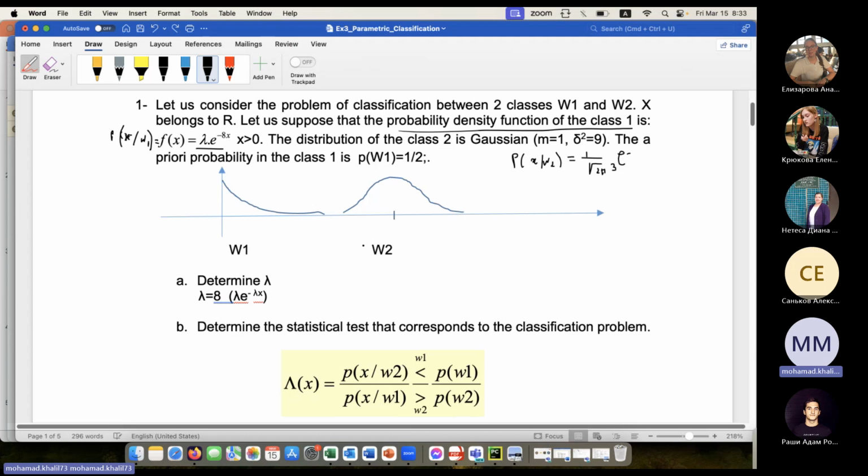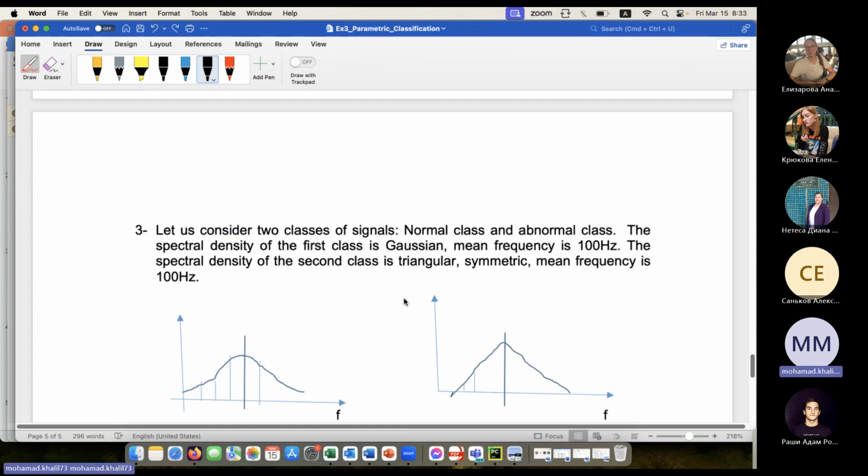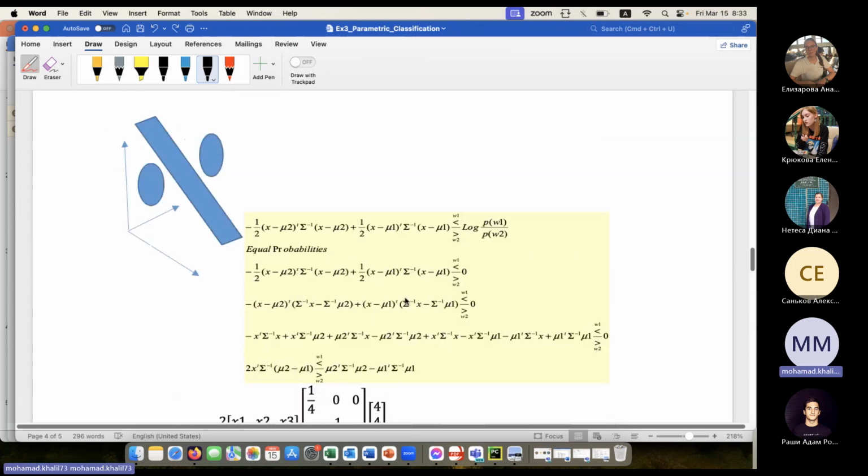Okay, if we want now to apply this, first of all we have to plot the signal. If we plot the signal, we will have these things.